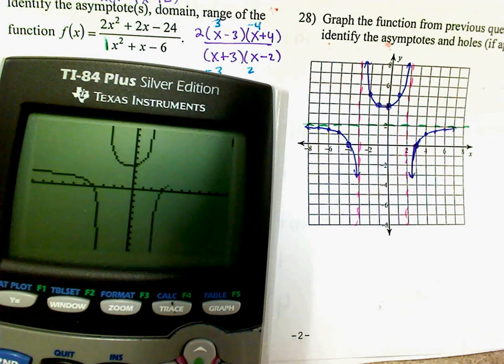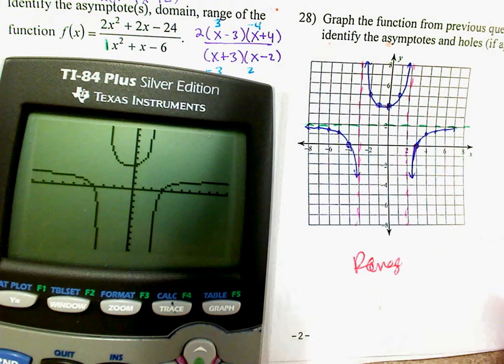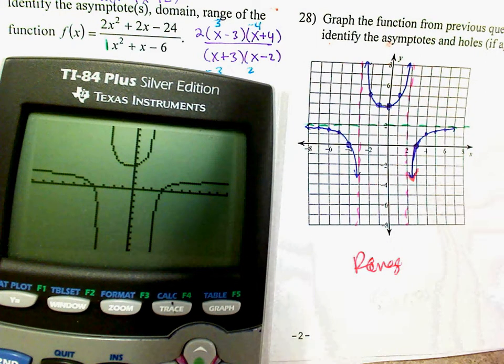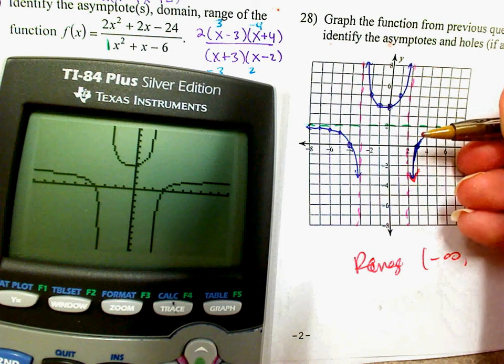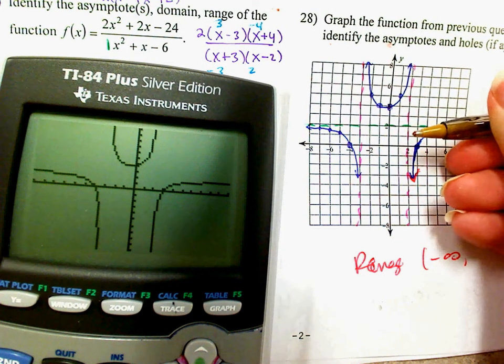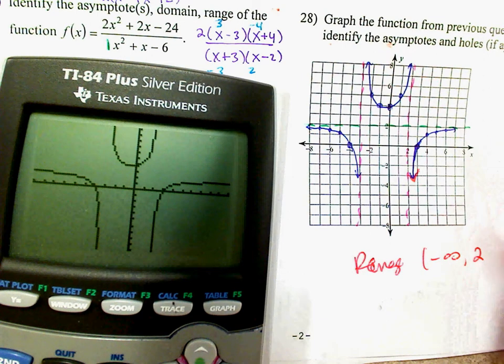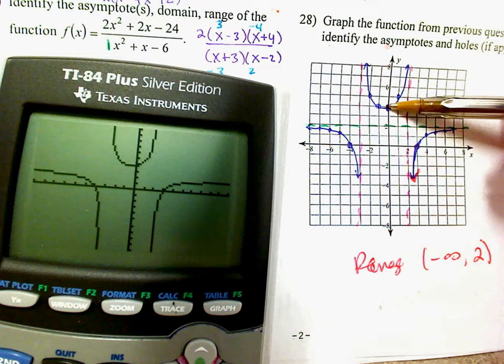Well, here's what I know about range. Range goes from low to high. Well, what's the lowest it goes? Well, it looks like these arrows say it's going down to negative infinity, so I'm going to go down to negative infinity. It goes up to only, though, 2, the horizontal asymptote, and it never actually reaches it, technically, so I'll put a parenthesis. But then there's a gap, and it picks back up here at this minimum, so I need to find that minimum. So I can calculate min.